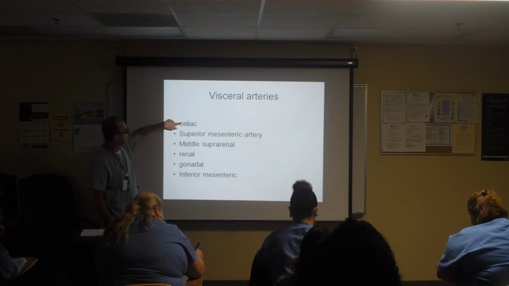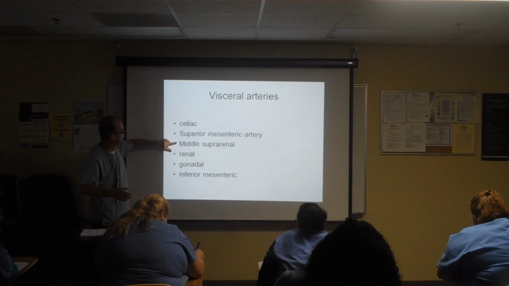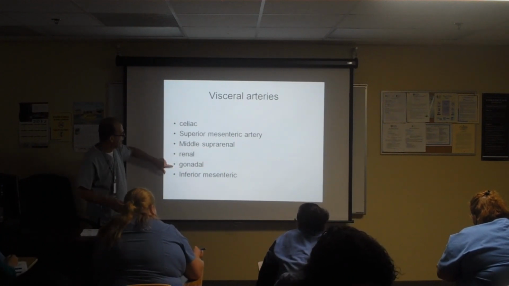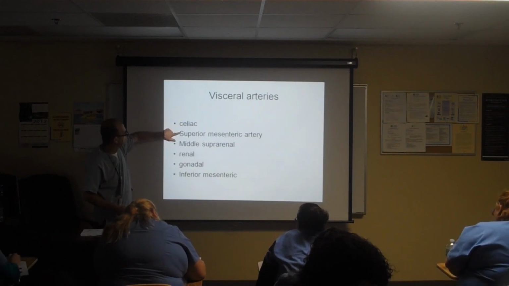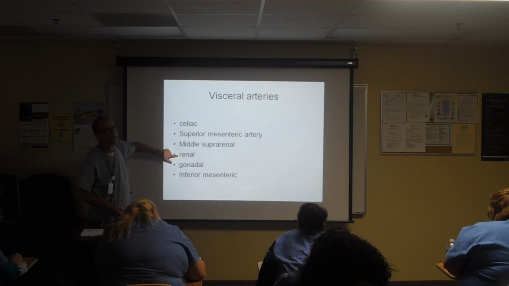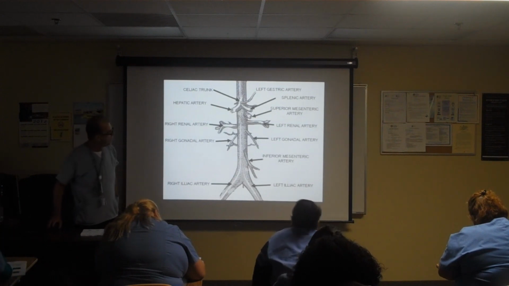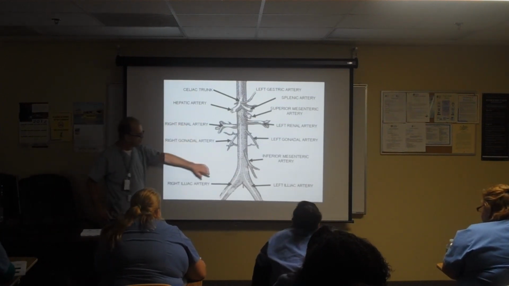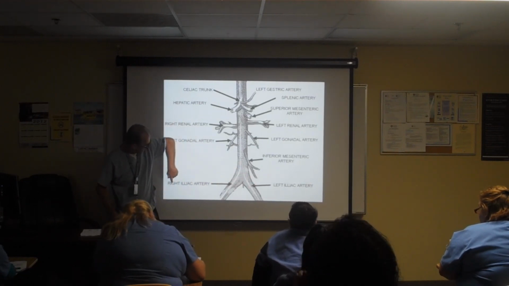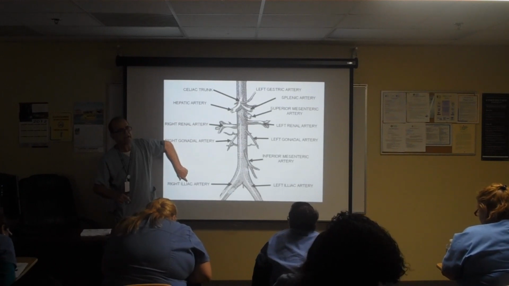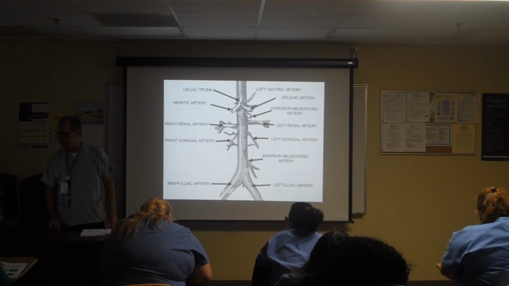Visceral arteries: celiac trunk, superior mesenteric artery. The middle suprarenal are not important for us. Renals, gonadal, and inferior mesenteric. The three important ones are the celiac trunk, superior mesenteric artery, and renal arteries. These are the important ones. You can see the same in the other picture. I am not going to explain all, but looking at the bifurcation: left common iliac and right common iliac. Even if it only says iliac artery here, the name is common iliac artery.